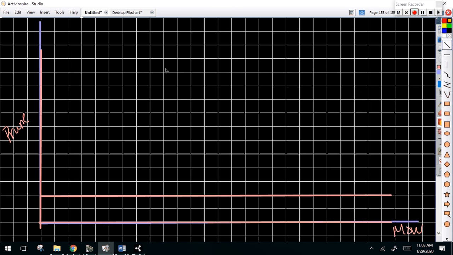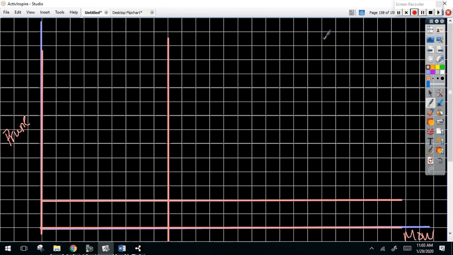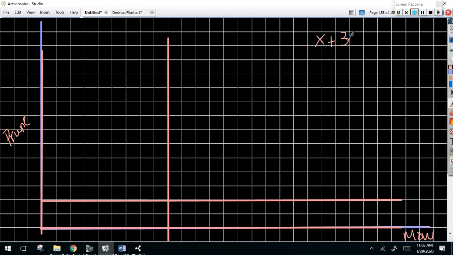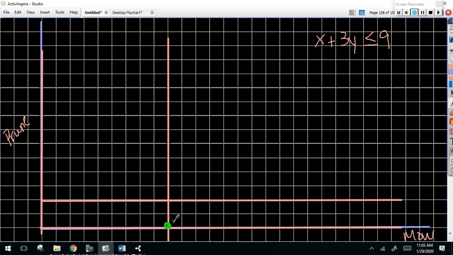So I know I'm in this rectangle right now, right? All right, tell me, what was the hardest equation that I had to graph? X plus 3y is less than or equal to 9, right? That means my x-intercept is 9, and my y-intercept is 3, because when x equals 0, 3y equals 9. Yeah, cover up.